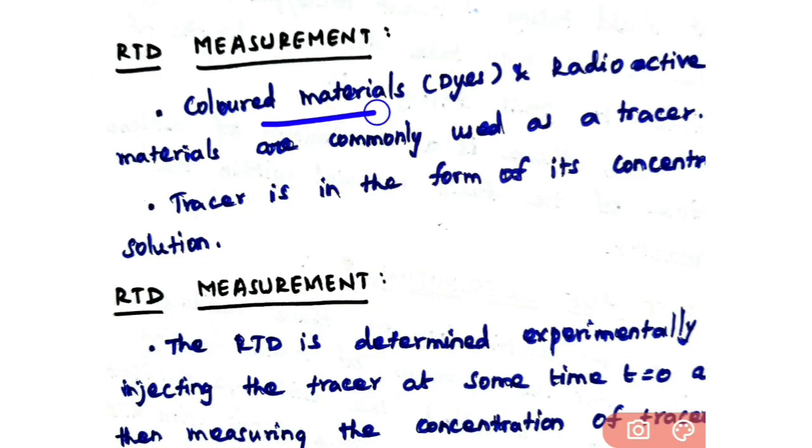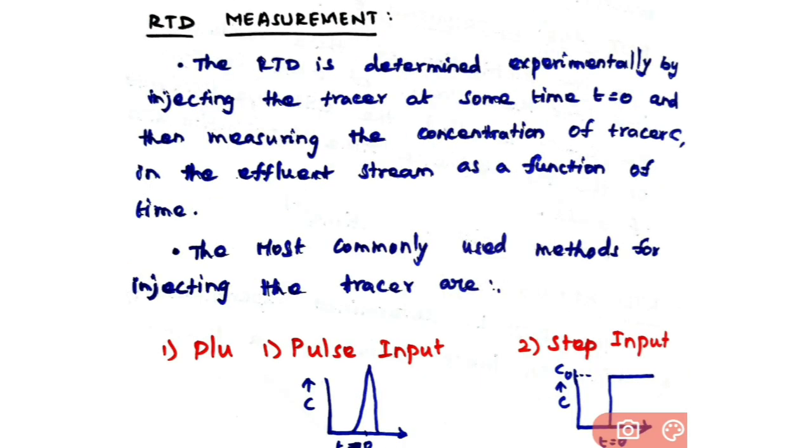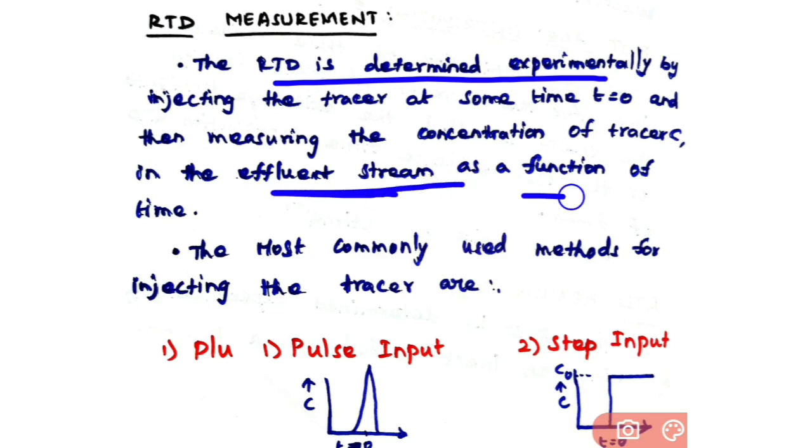Colored materials such as dyes and radioactive materials are commonly used as tracers. So your tracers are nothing but dyes or radioactive materials. The tracer is in the form of a concentrated solution. Then RTD is determined experimentally by injecting your tracer into the reactor with your feed stream. Then we measure the concentration of the tracer in the effluent stream as a function of time.